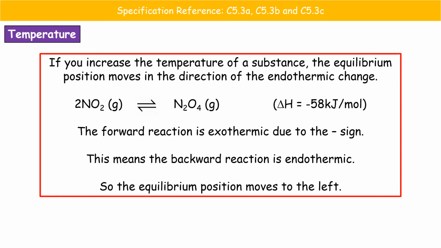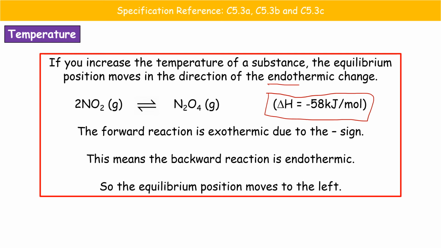Third factor, temperature. If we increase the temperature, the equilibrium position moves in the direction of the endothermic change. What you will find in a question that's asking you to use equilibrium position and choosing conditions is that you're going to see next to the balanced equation this little bit called delta H. So this is telling us the energy change involved in the reaction, and that will always be for the forward reaction, so towards the right.